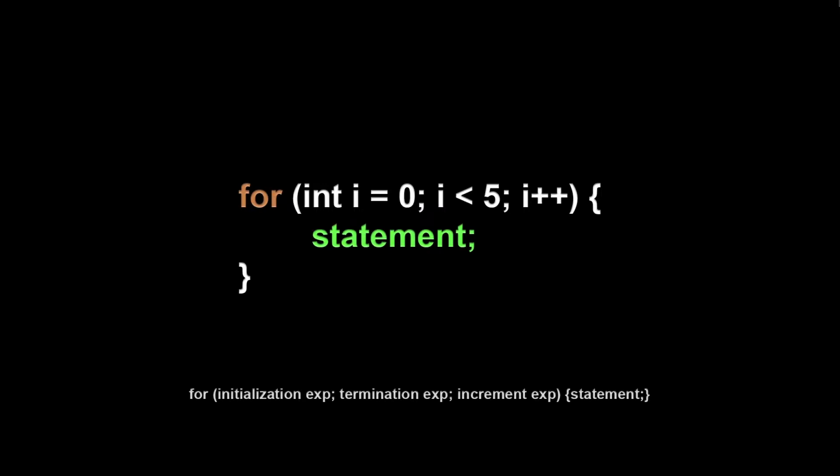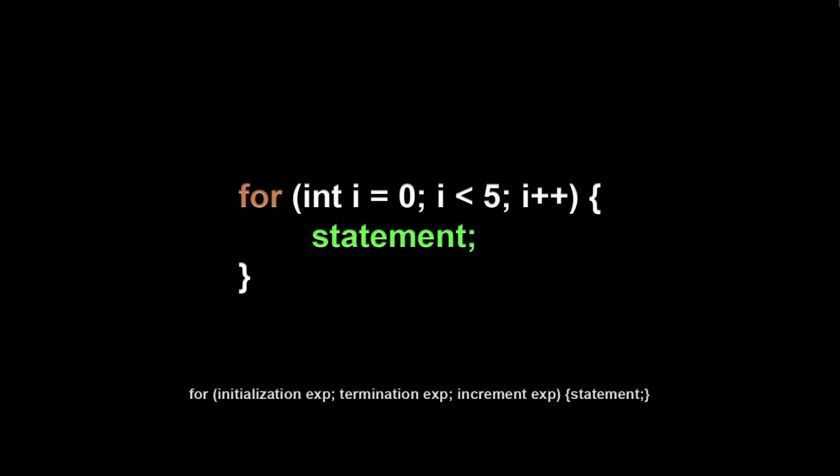Next comes the termination expression. This is essentially a Boolean expression that will be evaluated to determine whether or not the contents of the for statement are executed. Here we have i is less than 5, meaning continue to loop this code until i is greater than or equal to 5.